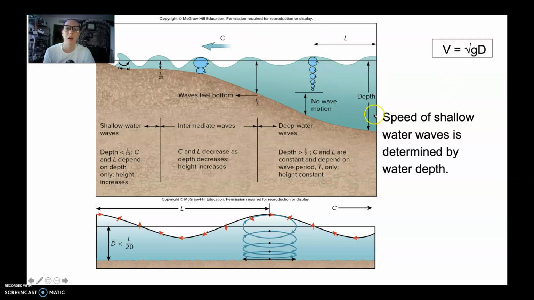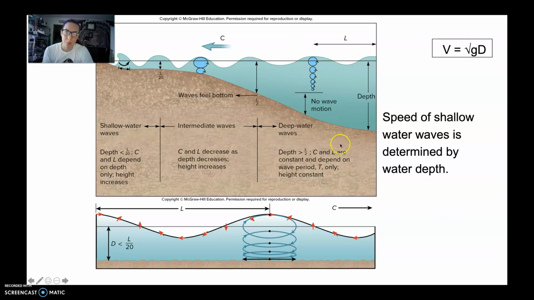So what we can see here on the right-hand side is this little orbital motion that's going down the water column, and you can see that it is getting smaller and smaller. So that's indicating, and then it's gone. So that's indicating that there's no wave motion being felt at these deeper levels. And then as these waves approach the shore, they start to feel the bottom of the ocean. So this would be our intermediate, and then we have our shallow water waves here.